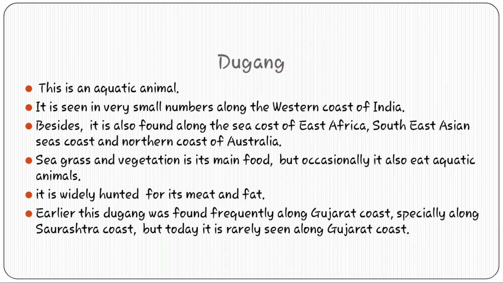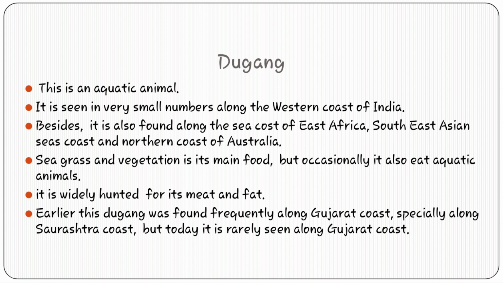Another one is the dugong. Dugong is an aquatic animal. You will see it in sea water only. It is seen in very small numbers along the western coast of India, and even in other places like East Africa, the Southeast Asian sea coast and the northern coast of Australia. You will be able to see this animal on the Gujarat coast, especially the Saurashtra coast also. But today it is rarely seen along the Gujarat coast.